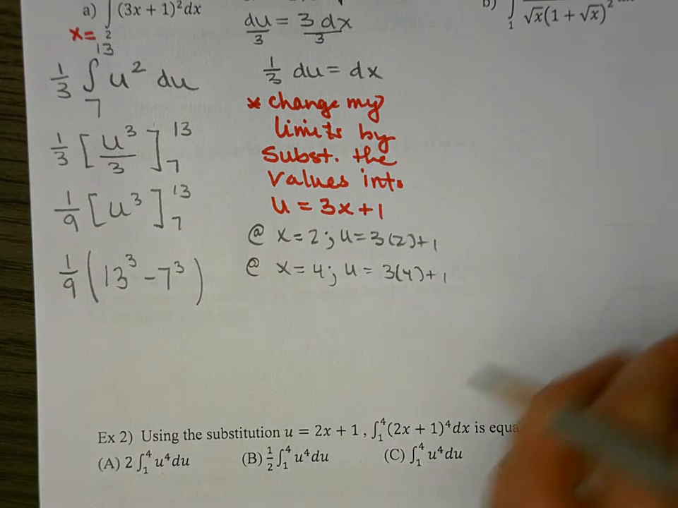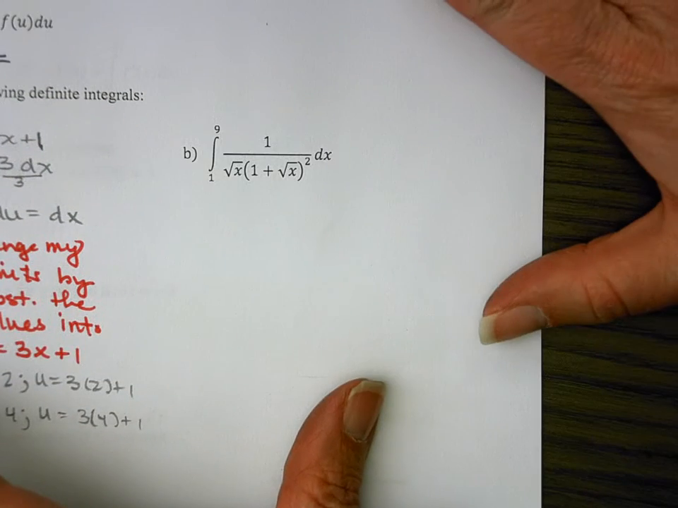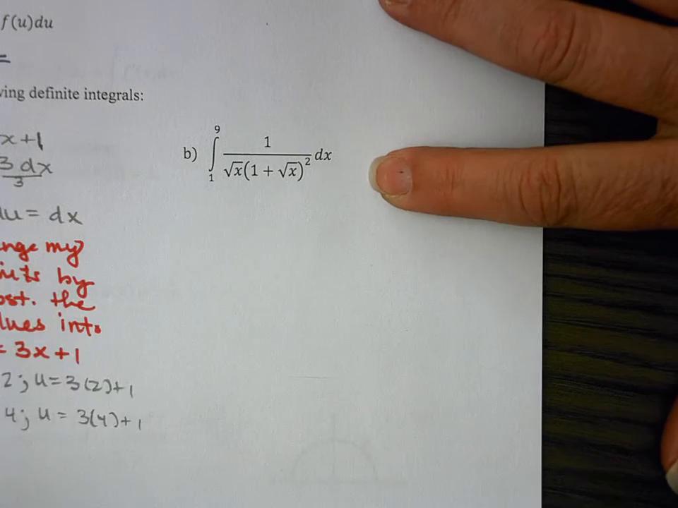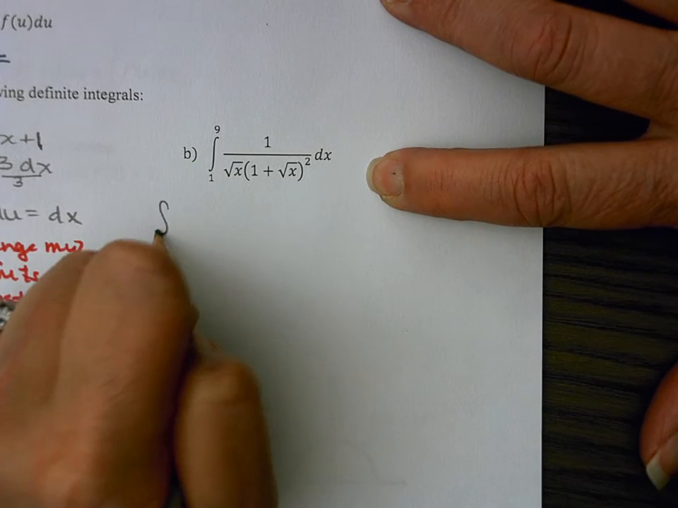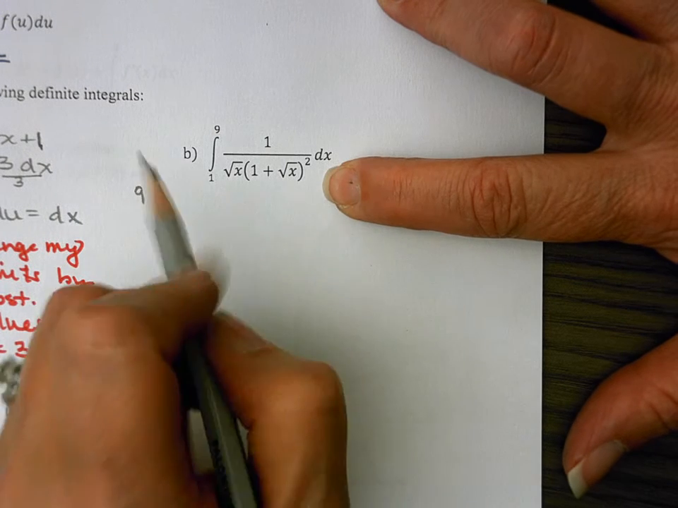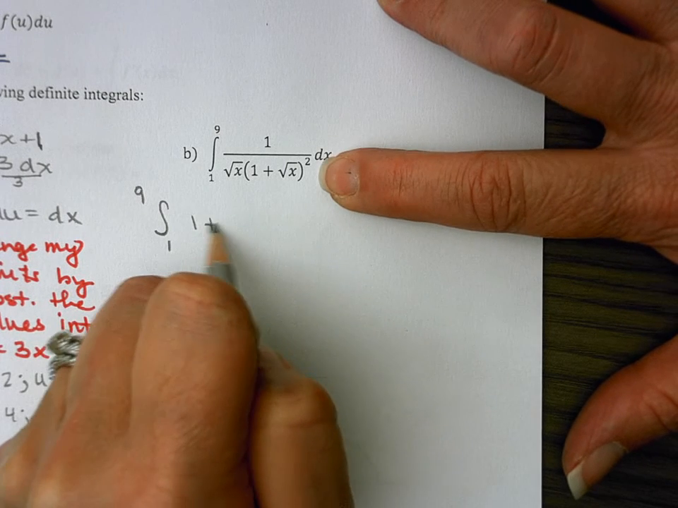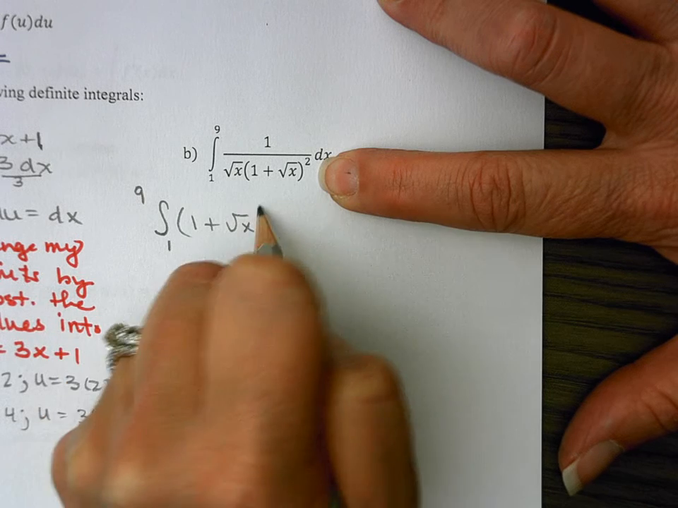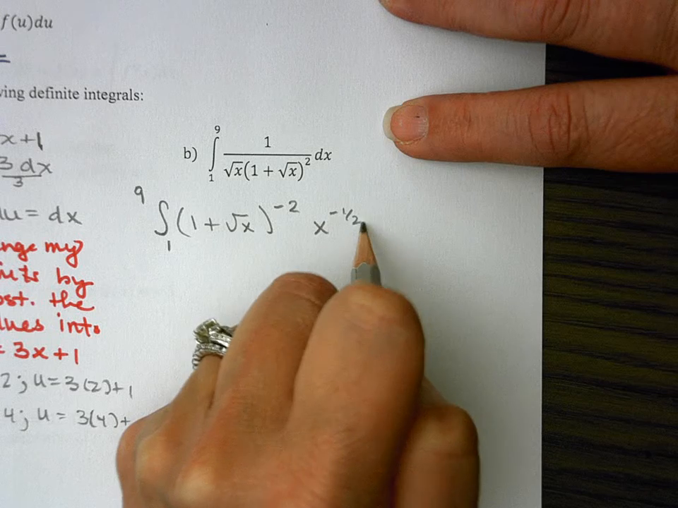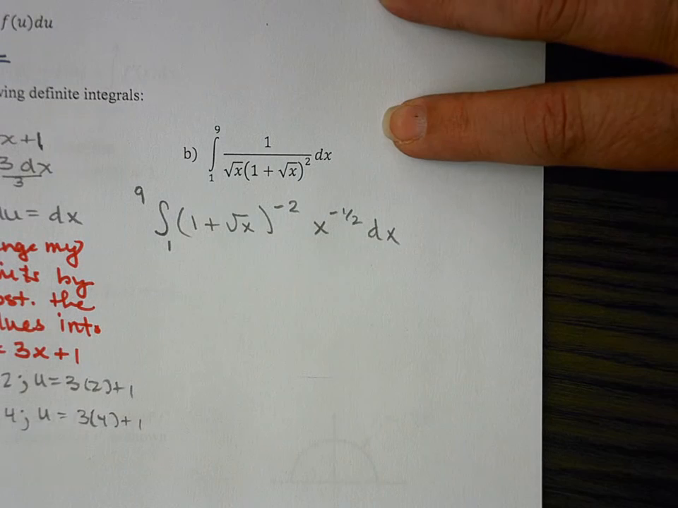Okay, so let's go ahead and do the next one. So we're going to take a look at this one. If you feel pretty good about it, you should go ahead and try this one on your own. Okay, pause, forward on. So I'm going to just start with the rewrite though. So I'm going to move both of these up to the numerator. So I have 1 plus the square root of x to the negative 2 power, and then x to the negative 1/2 power. Okay, so that's what I have.